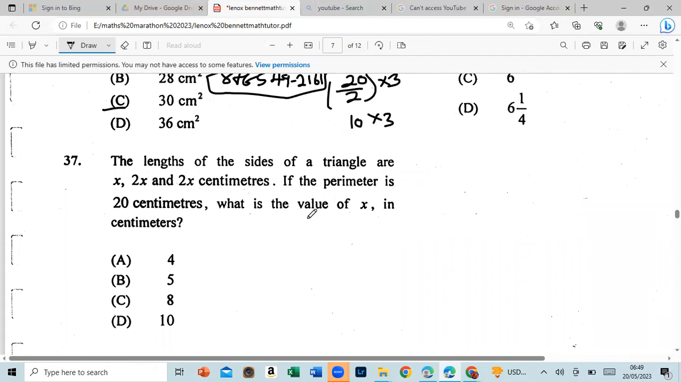Alright, let's look at 37. The lengths of the sides of a triangle are x, 2x and 2x centimeters. If the perimeter is 20 centimeters, what is the value of x? And guys, this is for multiple choice. Always draw a little diagram to help you see it. This one doesn't require it, but just draw a little diagram. Clearly, we can see it's an isosceles triangle, because two sides are equal. So we could do it down here.